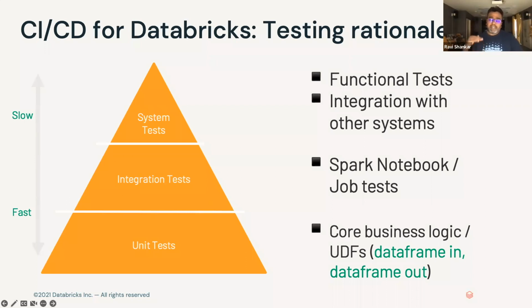So in this pyramid, if you look into it, unit tests are something that can be quickly done, easily deployed and quickly tested. But as you go up the pyramid, it's going to be a little slower. The idea of CI/CD within Databricks is to make all of this process much quicker, and to show you how we can easily do this with the click of a few buttons alone.